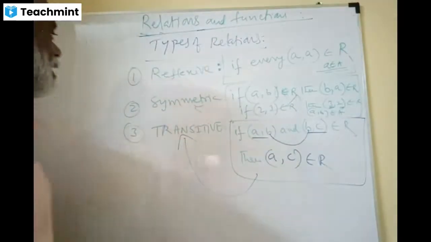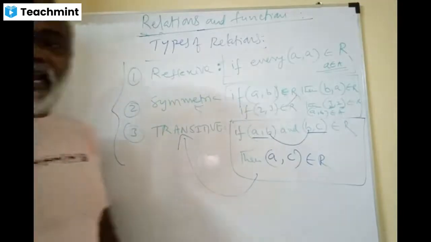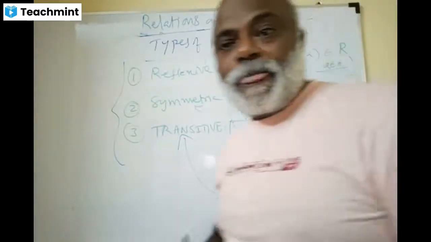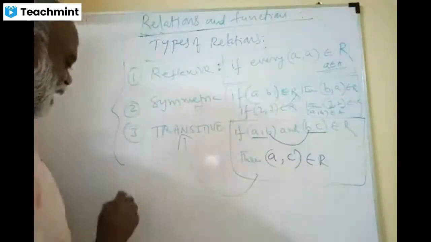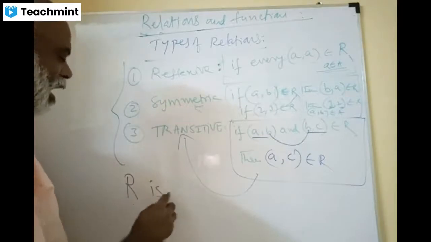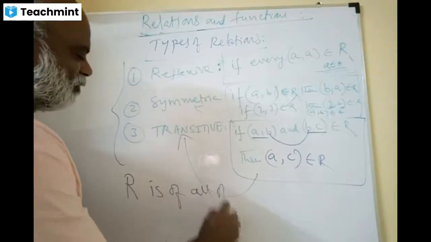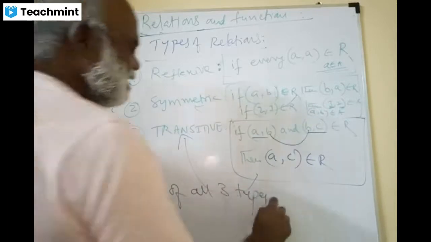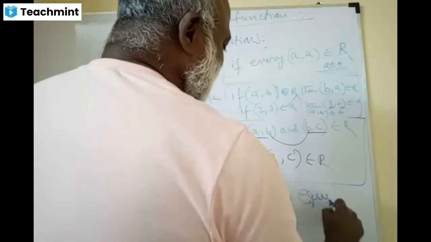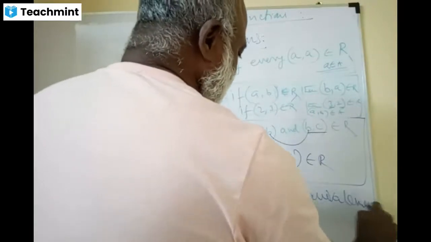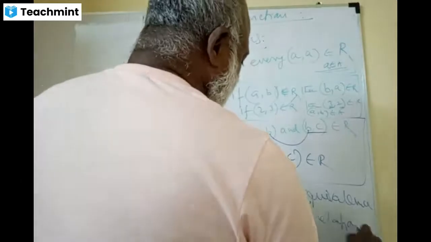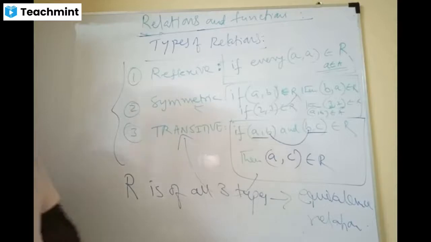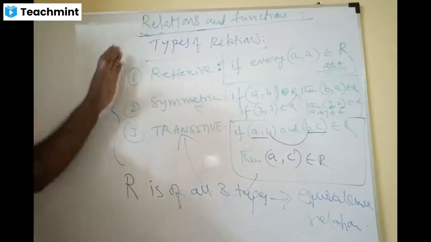So these are the three types of relations, members. If a relation is of all three types, such a relation is called an equivalence relation. Okay, we will come to all the details of it when I start the exercise. So these are the types of relations.